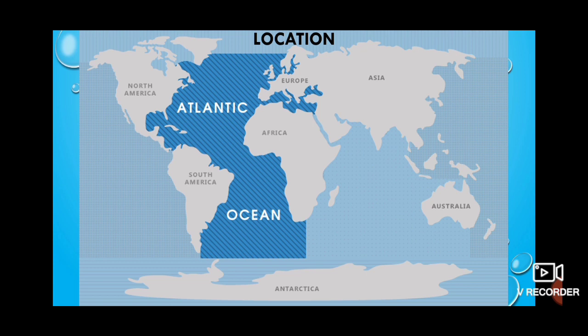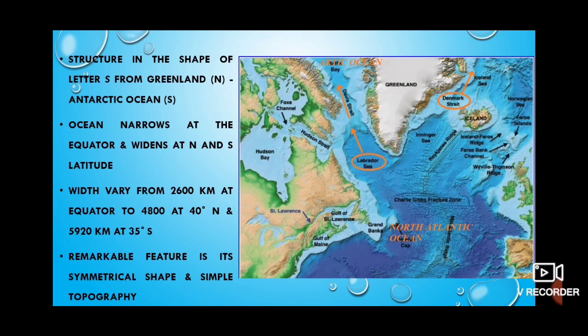The width of the ocean further increases towards the north and becomes 4,800 km at 40 degrees north latitude. The ocean narrows down in the extreme north, where it maintains contact with the Arctic Ocean through the Denmark Strait on the European side and Davis Bay and the Labrador Sea on the American side. Thus, the remarkable feature of the Atlantic Ocean is its symmetrical shape and simple topography.